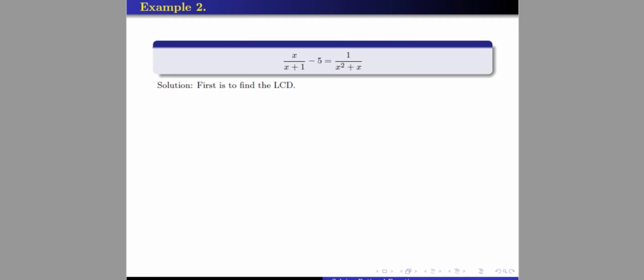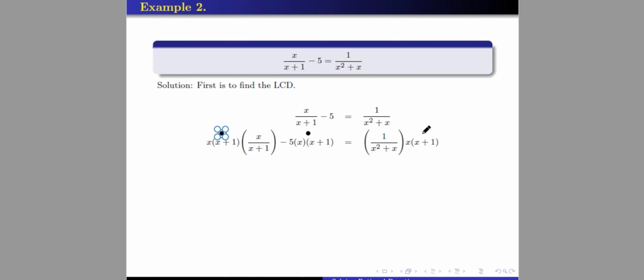After this, we need to distribute our LCD. So our LCD is x plus 1 times x, so we have this x times x plus 1. We distribute it to each of the terms, so this is our LCD, this is our LCD, and this is our LCD, which is distributed to each term of the given rational equation, or each rational expression.